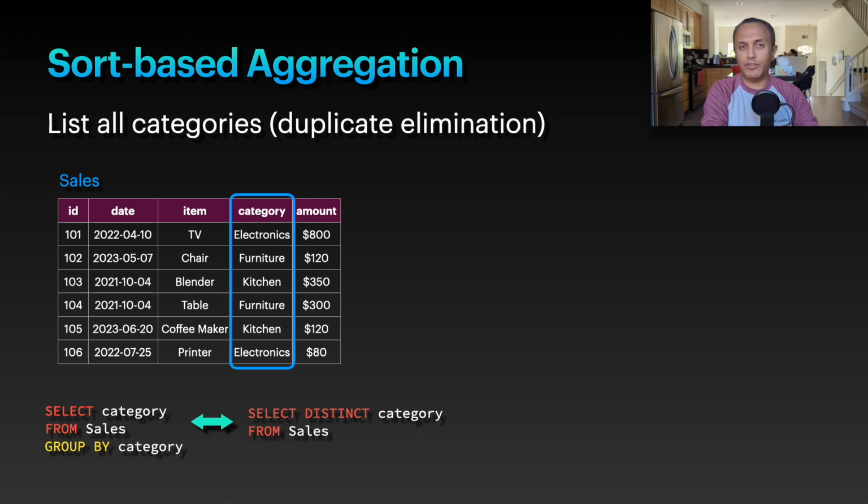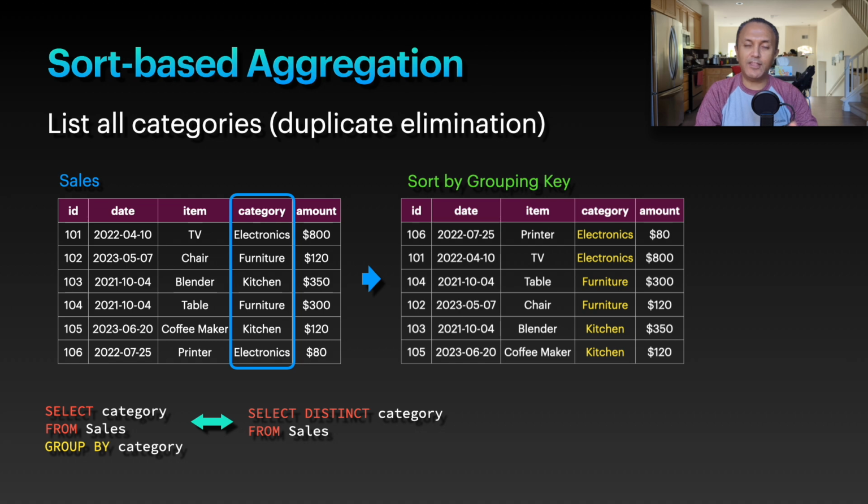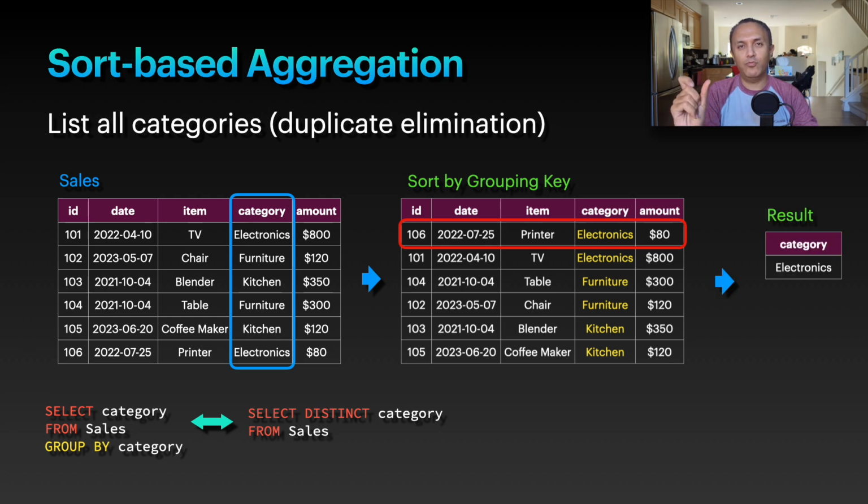The table is not sorted right now. So the first step is to sort the table by the grouping key. So we produce something like this. You can see all the similar values are now right next to each other. So the next step is to do a pass on that table to scan it. So now we are on the first row. Look at the category. It's electronics. We're going to output that. Basically, the idea is that we're going to keep track of the last row that we've seen.